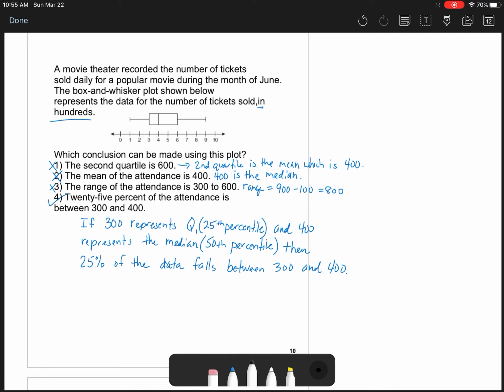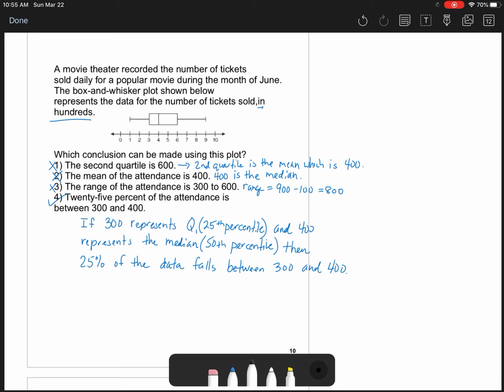Okay. A movie theater recorded the number of tickets sold daily for a popular movie during the month of June. The box and whisker plot shown below represents the data for the number of tickets sold in hundreds. Which conclusion can be made using this plot? So we want to go and take a look through the choices. I have them already listed out here for you. We go through the choices and one by one check them off.